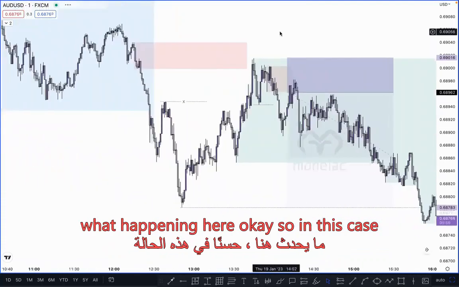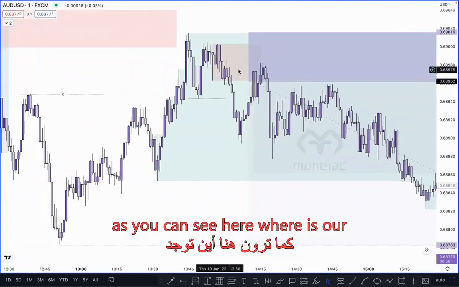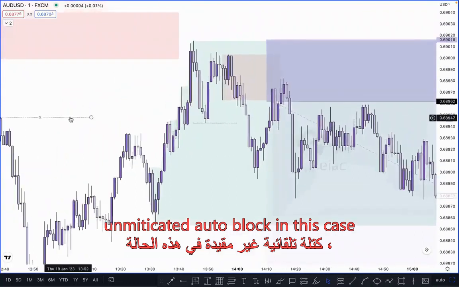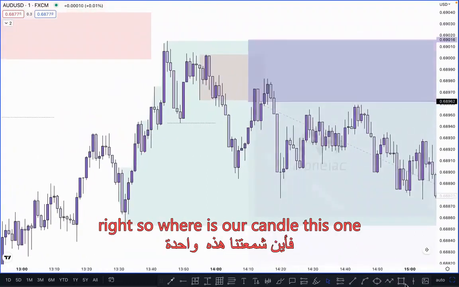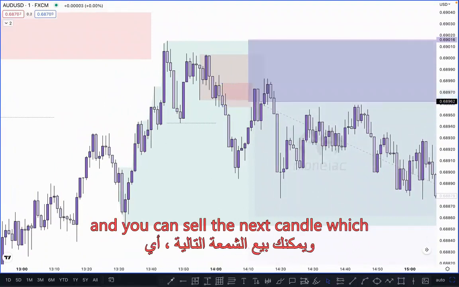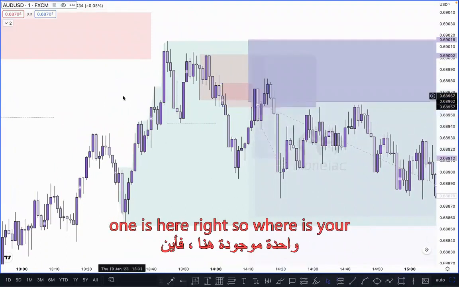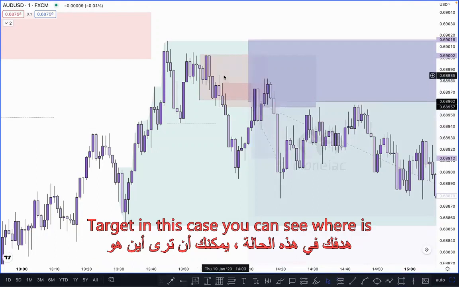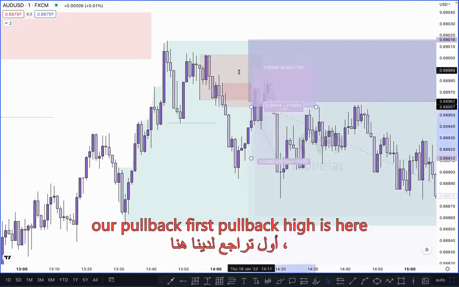Okay, so in this case, as you can see here, where is our unmitigated order block, right? So where is our candle? This one, right? So this is our candle, and you can sell the next candle, which is here, right? So where is your target? In this case, you can see where our pullback is. The first pullback high is here.